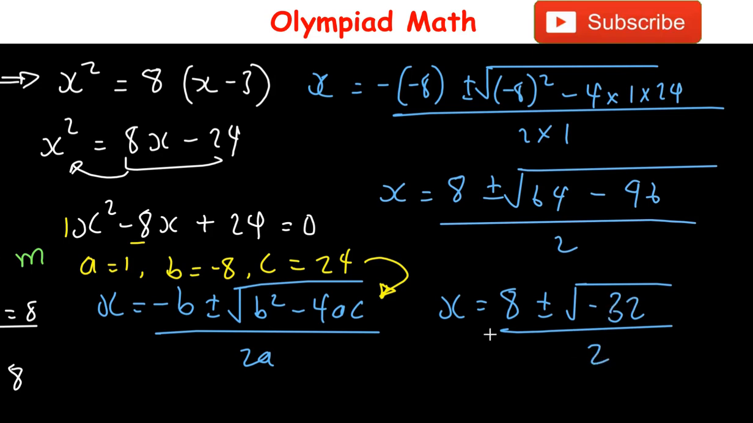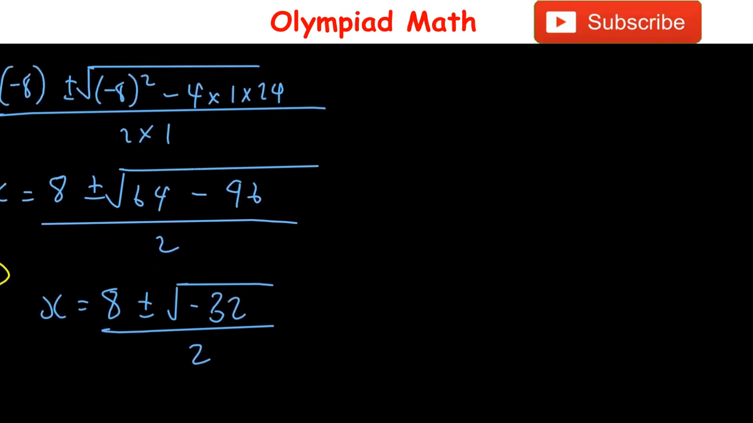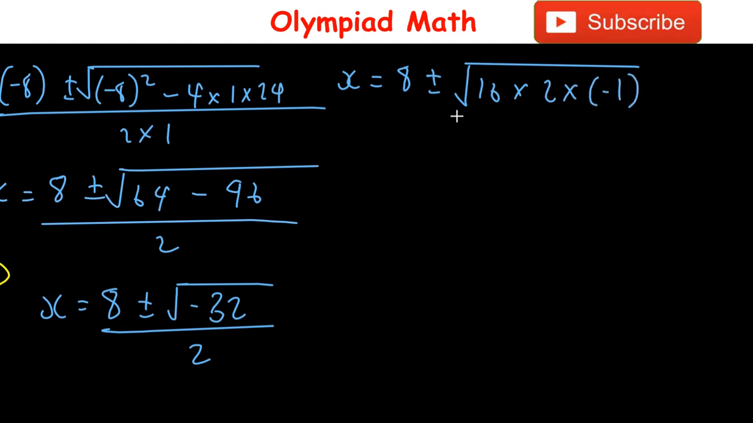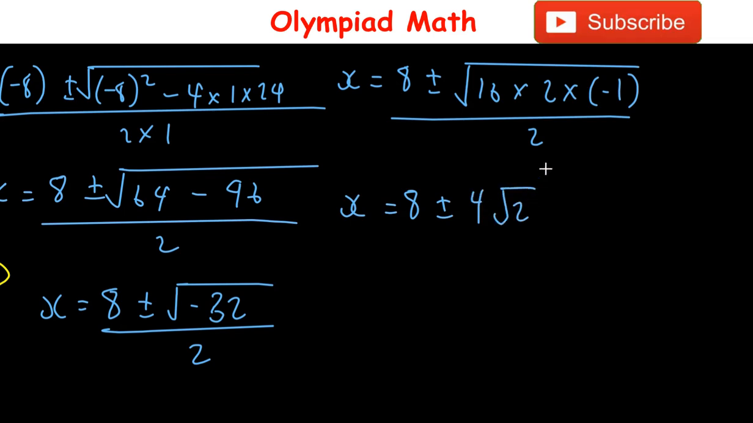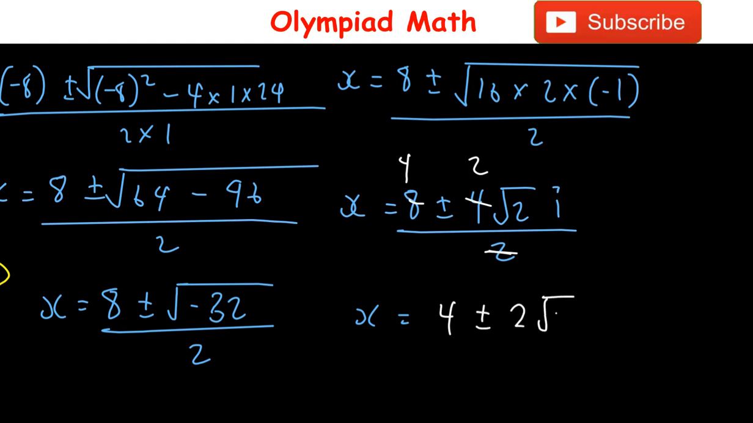So with this, we have the value of x, that x is then equal to 8 plus or minus, this can be written as the square root of 16 times 2 times in bracket minus 1, divided by 2. So x is then equal to 8 plus or minus square root of 16, which is 4, times square root of 2, then square root of minus 1 is equal to i, and this is divided by 2. So x is equal to, now 2 we divide 8, we have 4, 2 we also divide 4, we have 2. So x equals 4 plus or minus 2 times square root of 2i.